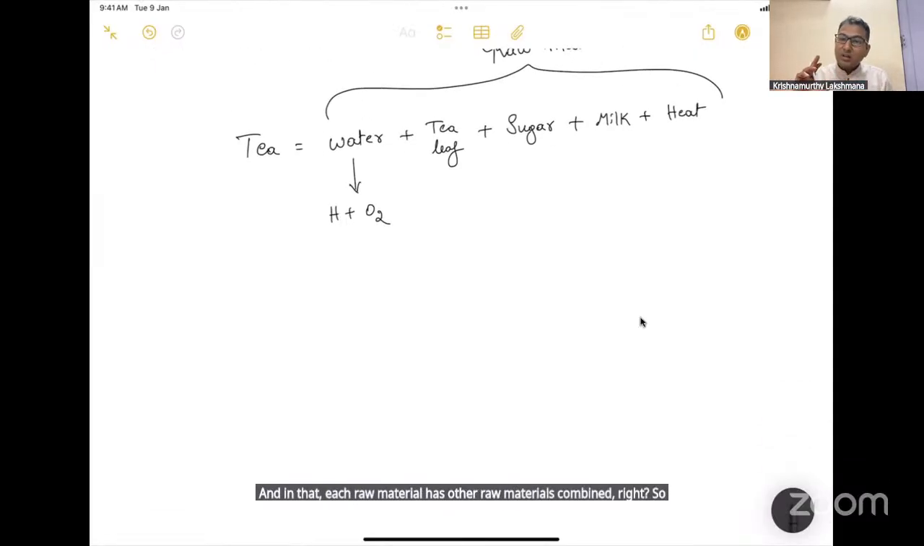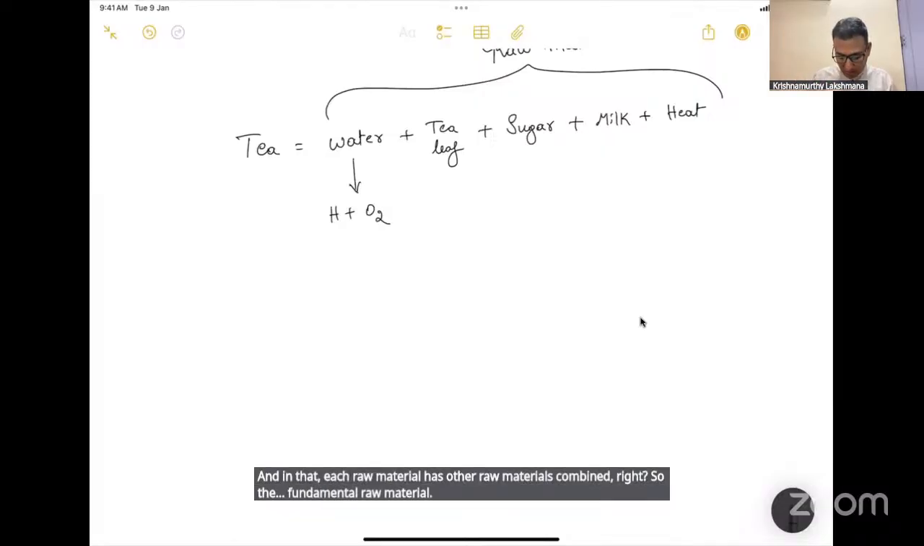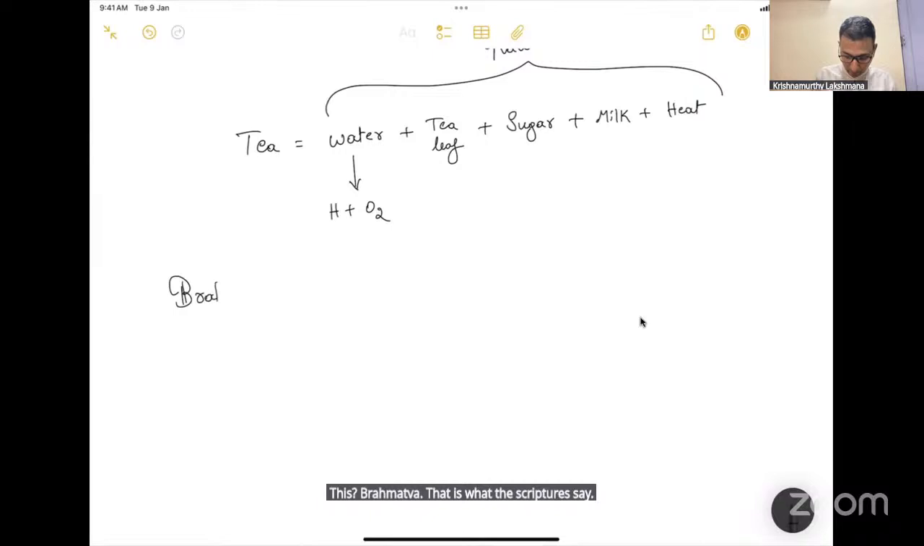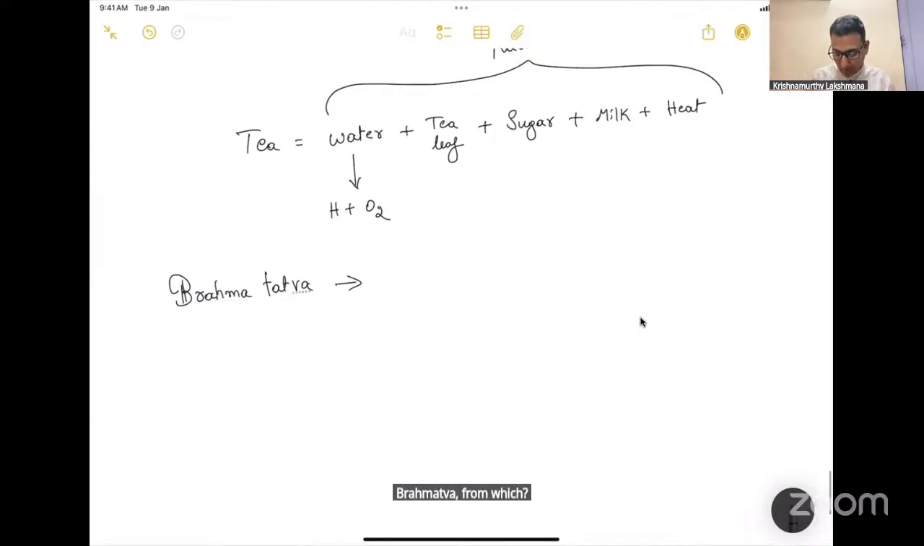So the fundamental raw material is Brahma Tattva. That is what the scriptures say. Brahma Tattva is the raw material from which all the raw materials are made.